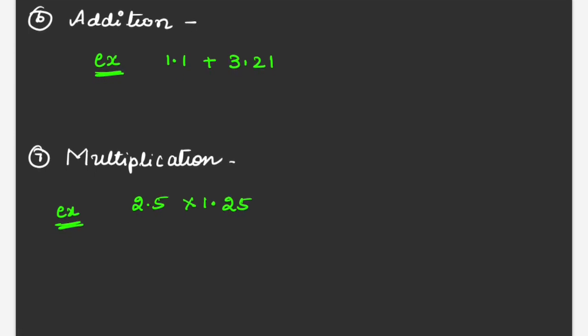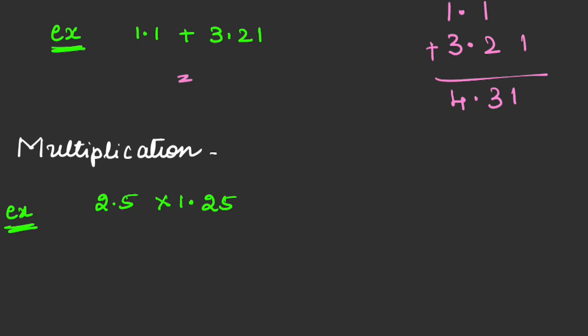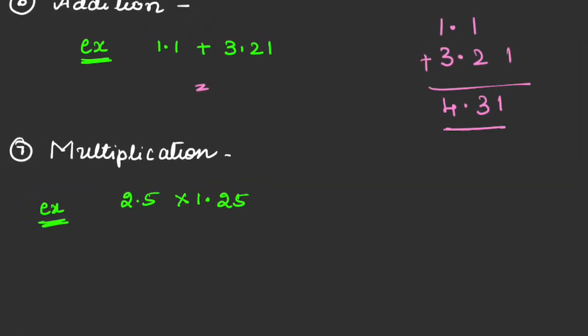Next, addition. Suppose 2 numbers are given. You have to add these 2 numbers and find the number of significant figures. So what you have to do is add these 2 numbers, 1.1 plus 3.21. If you add, you will get 4.31. So the answer is written as 4.31, but how many significant numbers are there in this?